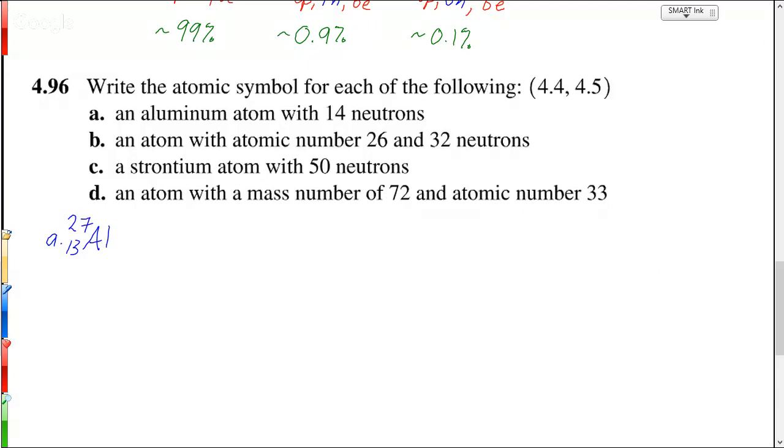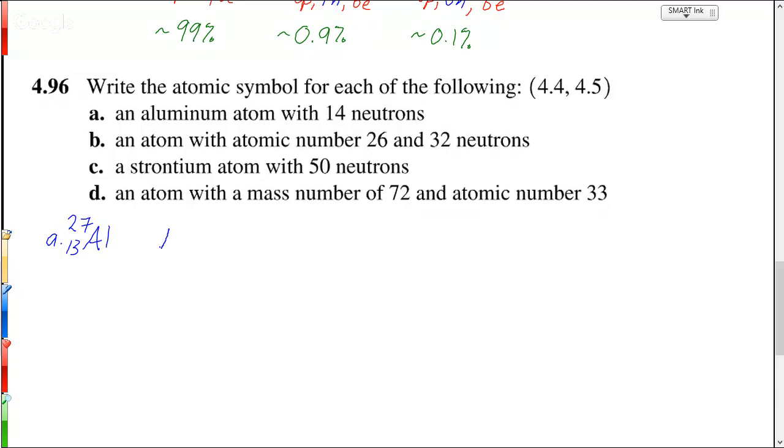Okay, the most common mistake I saw was people putting 14 up there instead of 27. And that's a really common mistake that everybody makes at some point or another. But just try to keep in mind that's the mass number, that's the protons and the neutrons added together, not just the neutrons. So the mass number goes on top, not just the number of neutrons.